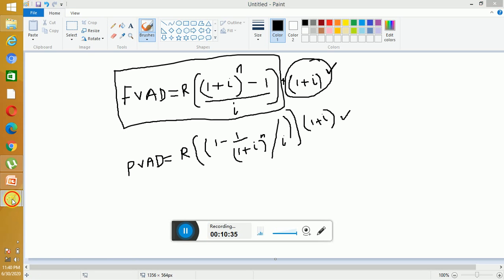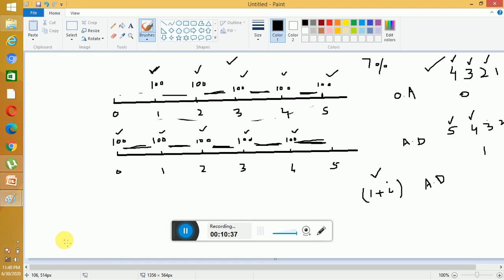Now come to the present value. In present value, there is discounting. Discounting means we are calculating the present value. We discussed this, so I am not going into detail. We will calculate the present value of this 100, then of this 100, then of this 100, then of this 100, then of this 100.